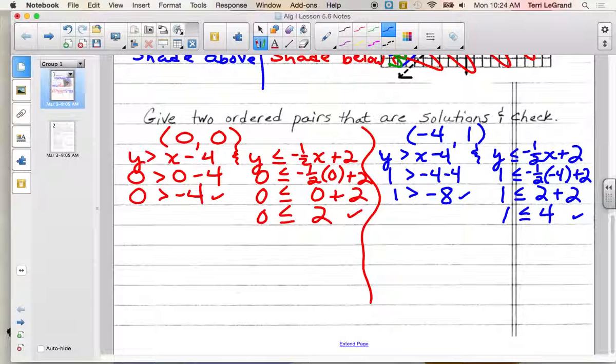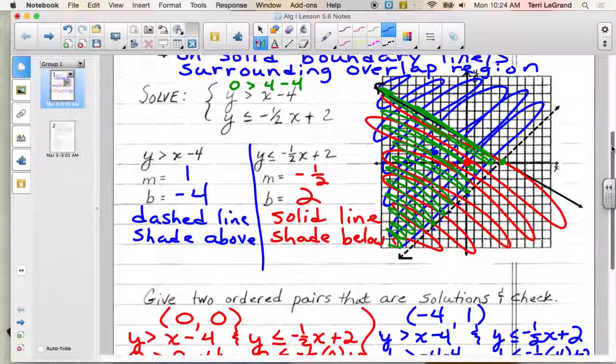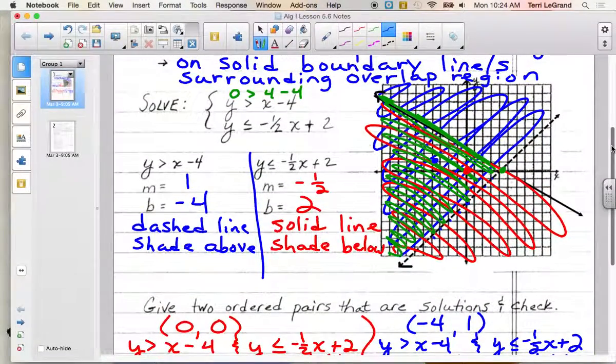Why did we do a couple of them? Because sometimes one of them will check out and the other one won't, and you're like, okay, something might have gone wrong. Or the other thing is sometimes you pick a point that's on the boundary line, and then there's trouble with that too. So right now, any questions so far? Because this is what you're going to be doing in your homework.